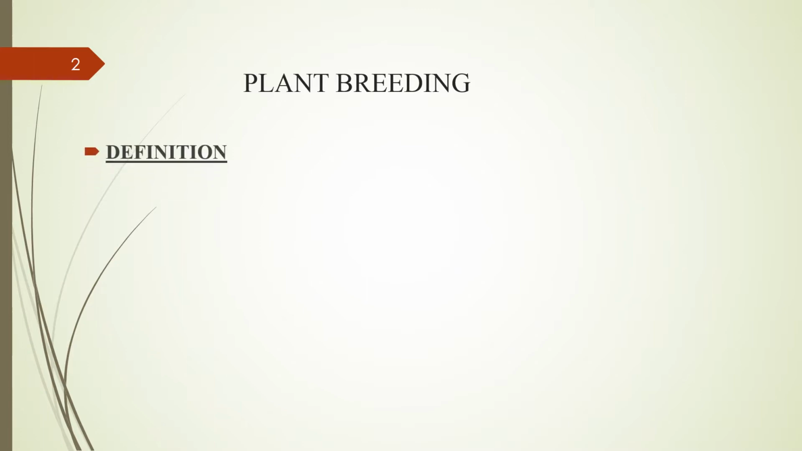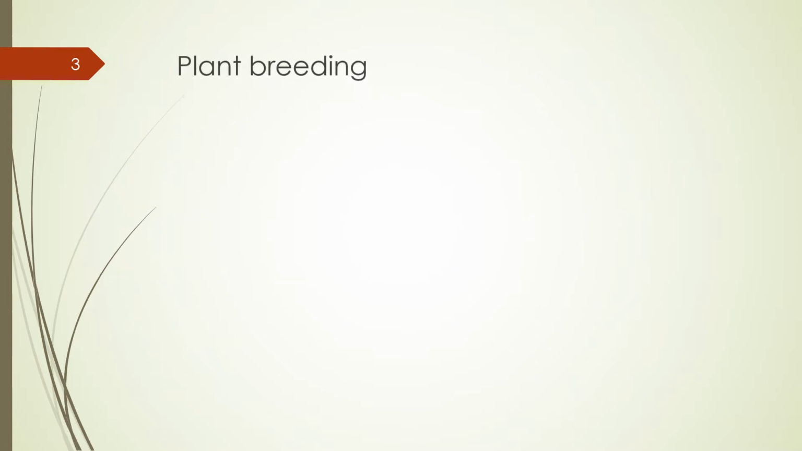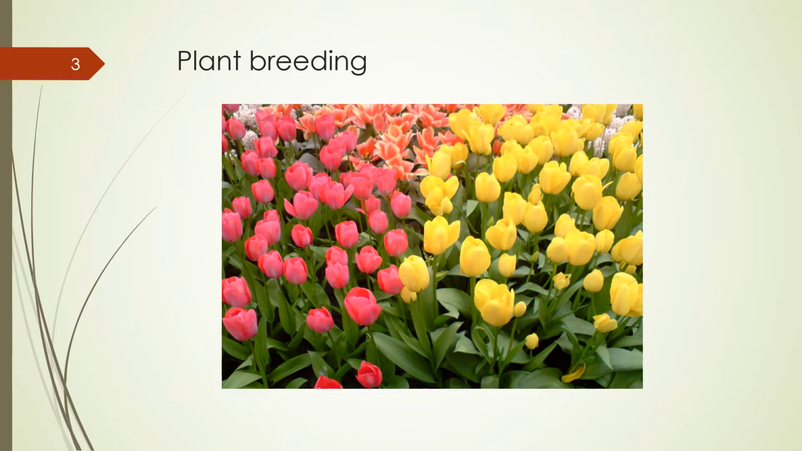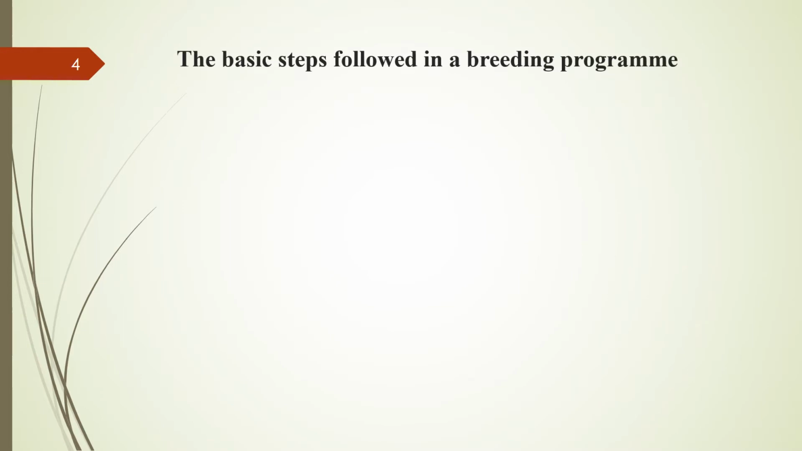Plant breeding is defined as the branch of agriculture that focuses on manipulating plant heredity to develop new plant types. It can also be defined as the science of changing the genetics of plants for the benefit of humankind. Plant breeding may also be done for aesthetic values, not just for production and yield. We have different steps followed in plant breeding programs.